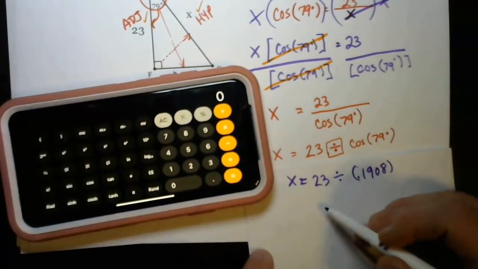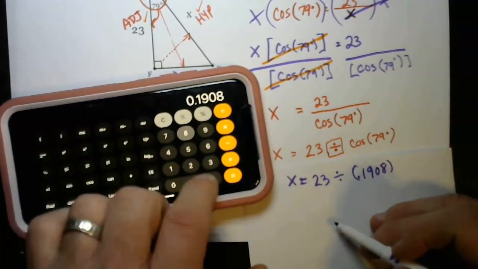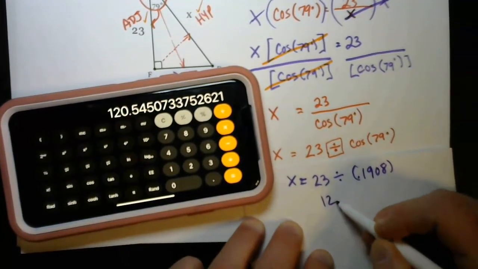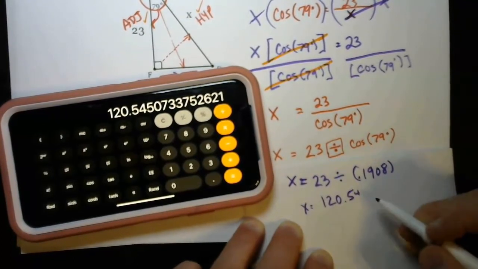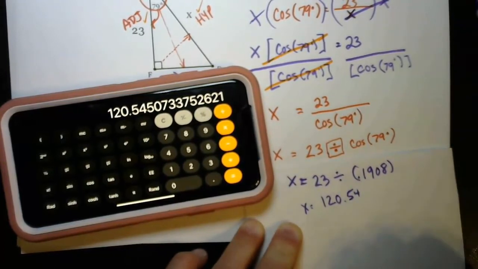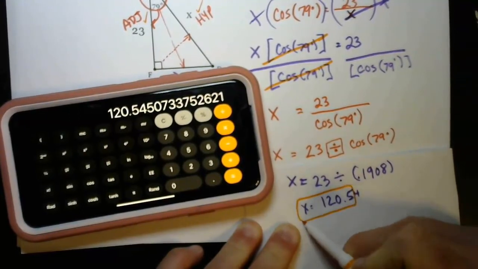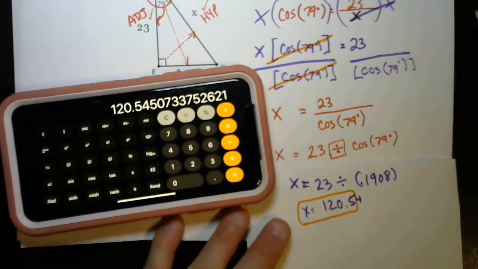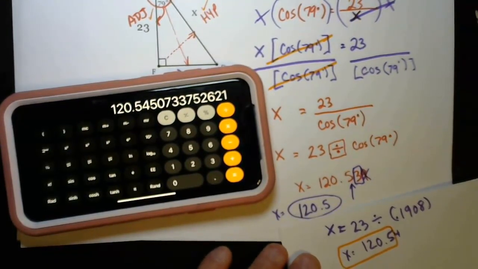Now I just enter this in here. 23 divided by 0.1908, and we get 120.54. That's going to end up being the same number that we got from the other one, because that 5 is not going to get rounded up. And as I uncover and compare it to the other calculator we used, you can see that we get 120.5 for both the classroom calculator and the iPhone calculator.